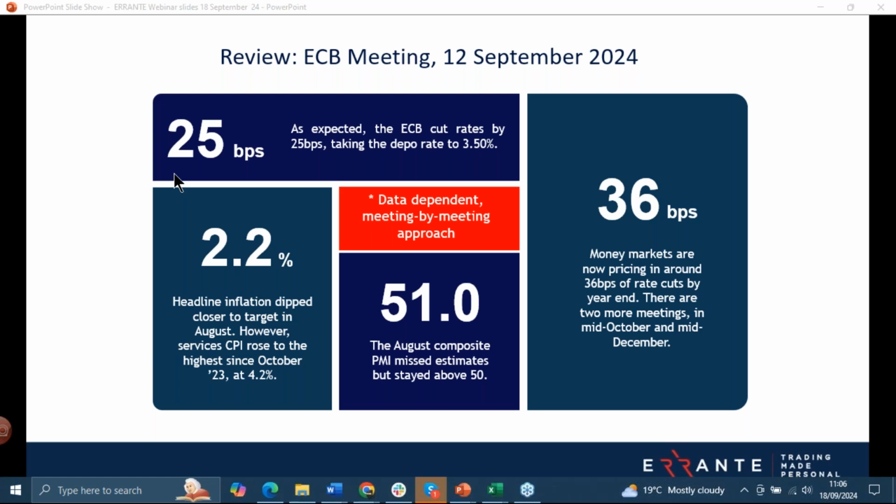Which suggests really skipping the October meeting, the next meeting, and then potentially reducing rates by 25 basis points again when we do get more growth and inflation forecasts, which are of course available on a quarterly basis. So that means the next one's available in December.